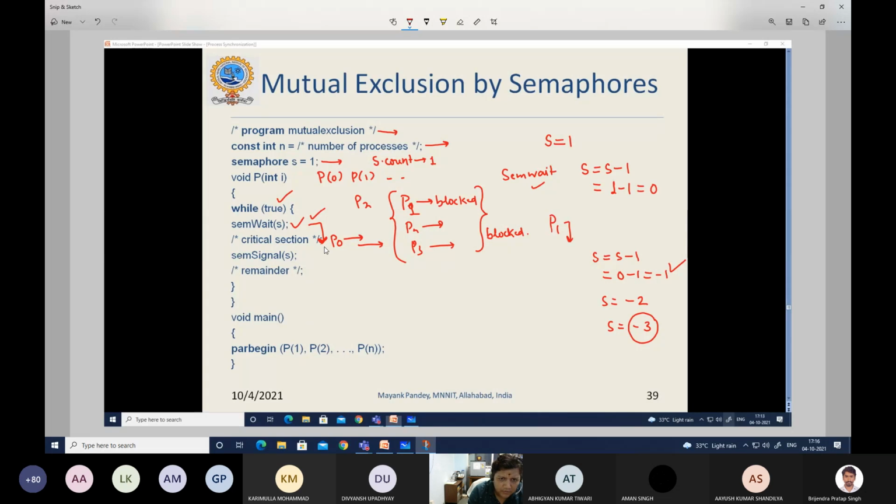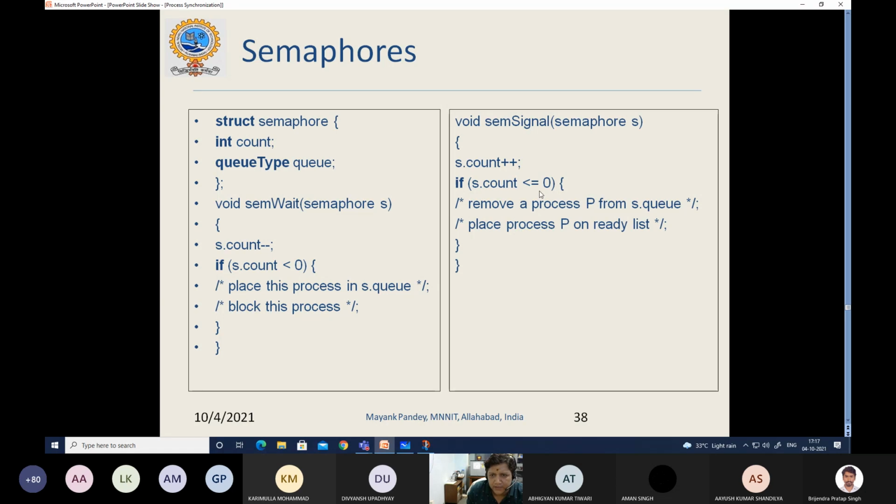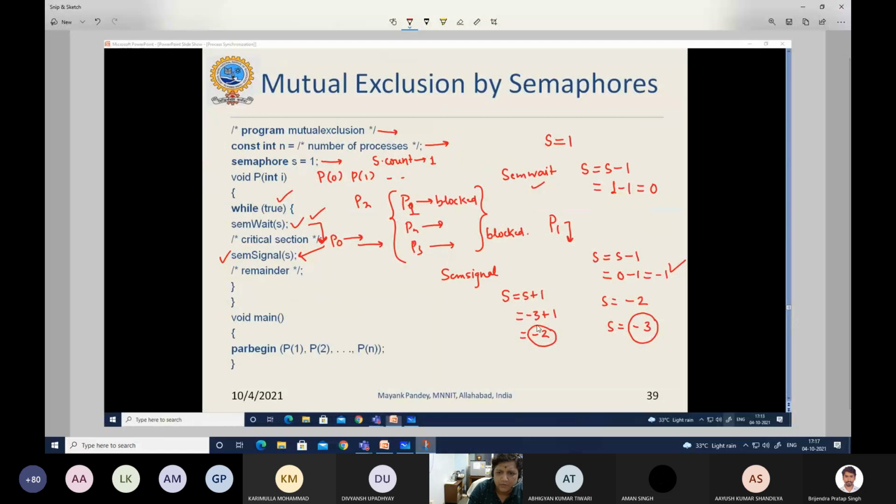So P0 comes out of critical section. It will execute sem signal. So what is this? S equal to S plus 1, minus 3 plus 1 equal to minus 2. See the sem signal function. If S dot count is less than equal to 0, yes, it is less than 0. Unblock a process. Any of this process can be unblocked. And as soon as it unblocks, you can see it is minus 2. Minus 2 means 2 processes are blocked.